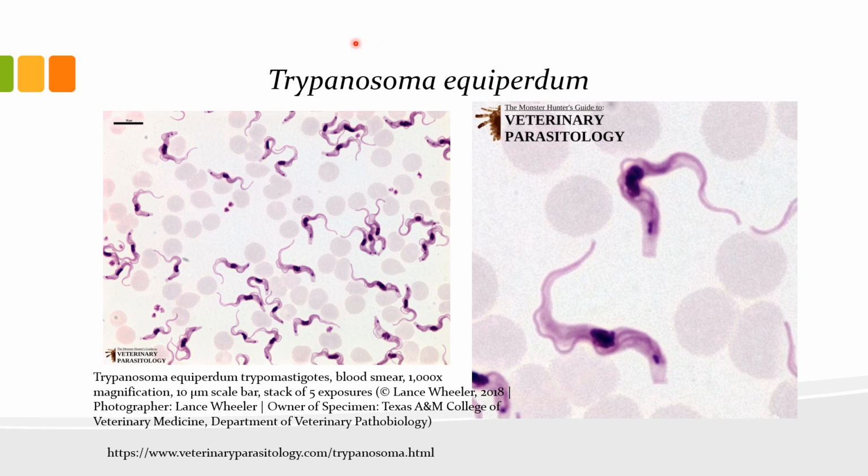We also have another parasite that is transmitted mainly by way of the external genitalia or through coitus, and that is Trypanosoma equiperdum. Trypanosoma equiperdum is the cause of dourine, and it is considered to be the only protozoan parasite known to produce venereal disease in horses. So this diagram here represents Trypanosoma equiperdum trypomastigotes in a blood smear at 1000 times magnification.